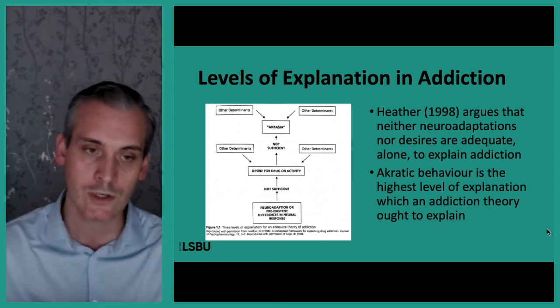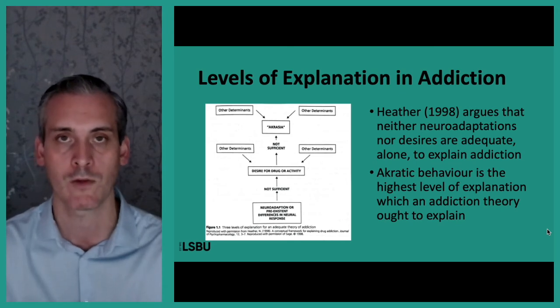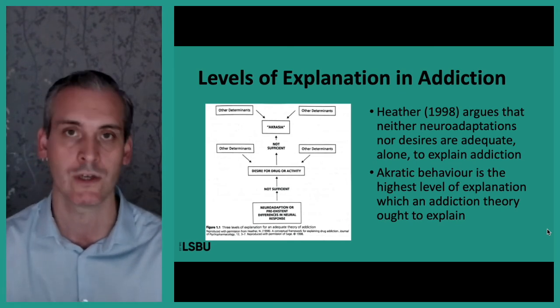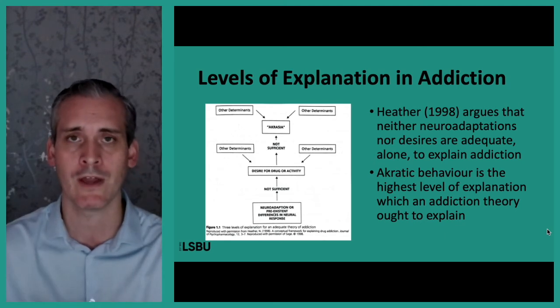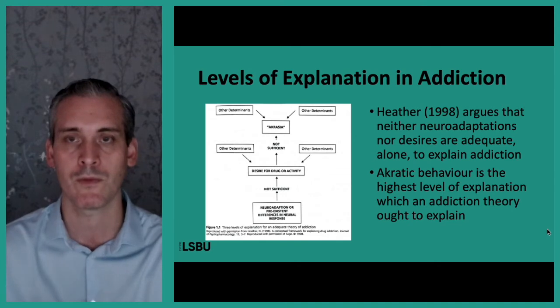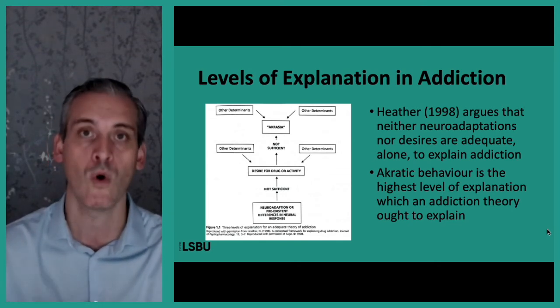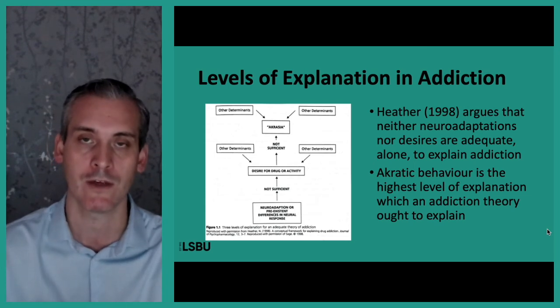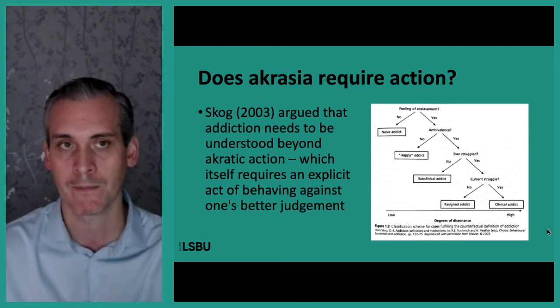addiction. Just saying that a person has neuroadaptations in their brain, just saying that somebody experiences strong desires, compulsions, urges or cravings, those things are important, but they're not sufficient for explaining addiction. What we need to get to in terms of our understanding of addictive behaviour is an understanding of that core acrasia, that acrasia that appears to exist at the heart of addiction for many people. Acting against your better judgment and knowing that you do it.